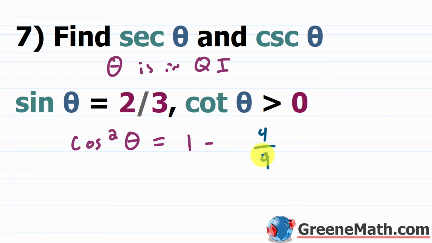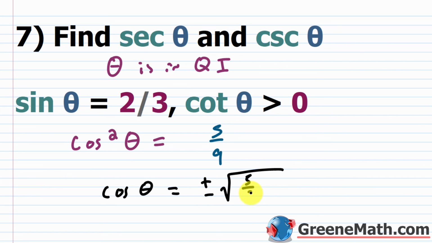Okay, so I have 1 minus 4/9. Let's write this as 9/9 like this. 9 minus 4 is 5. So this is 5/9. What you want to do is use your square root property here. So we would say that the cosine of theta is equal to plus or minus the square root of 5/9. Now again, we're in quadrant 1, so we want the principal square root. And this is going to break up into the square root of 5 over the square root of 9. And the square root of 9 is 3. So this is the square root of 5 over 3.